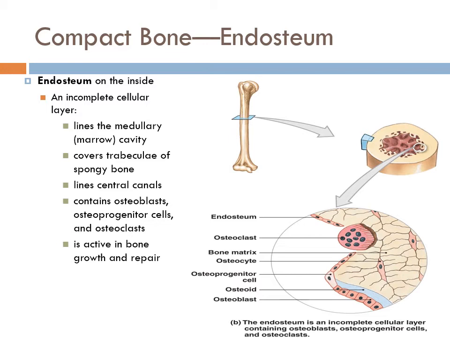And the endosteum contains osteoblasts, osteoprogenitor cells, and osteoclasts. So it's active in bone growth and repair. So when you have breakdown and rebuilding of bone, that's going to happen in and around the endosteum and the periosteum.